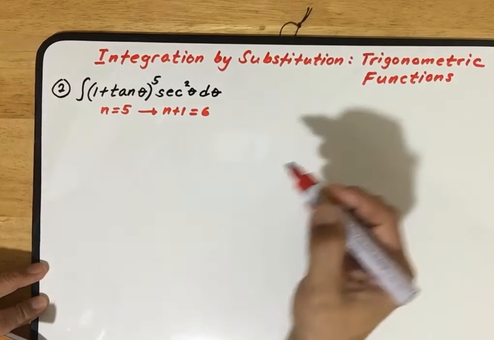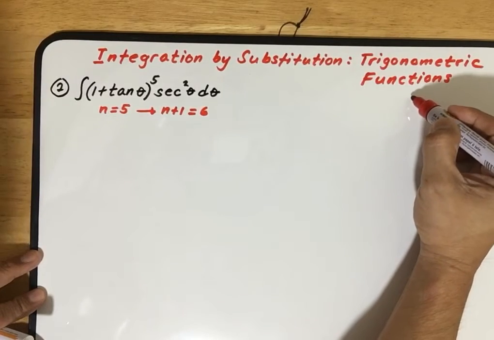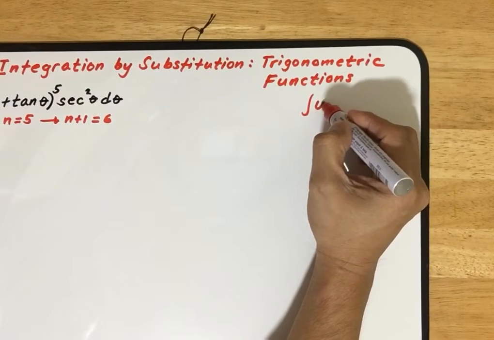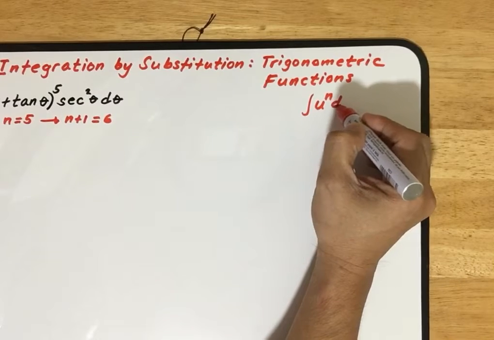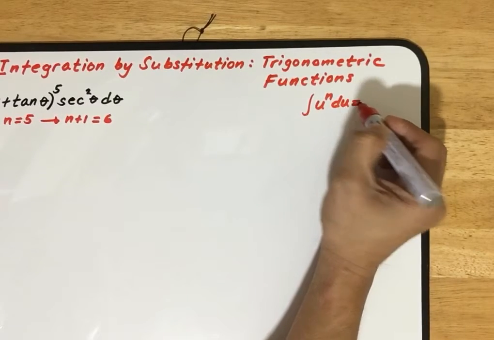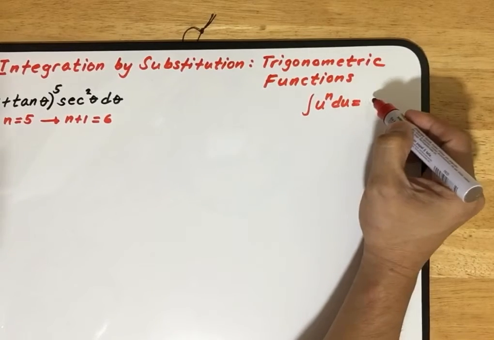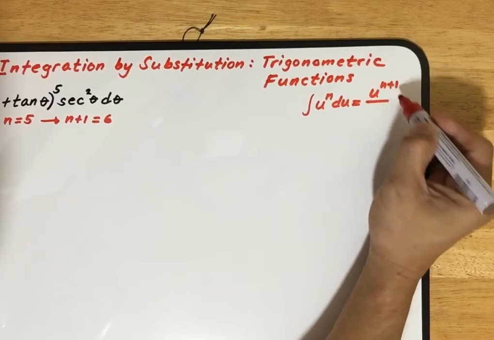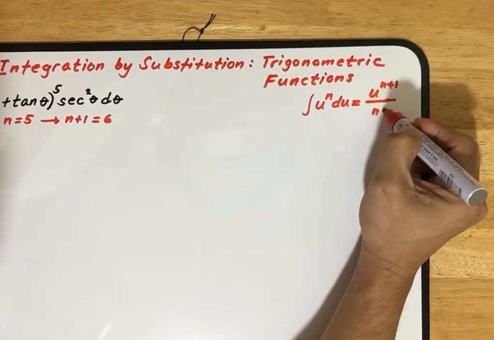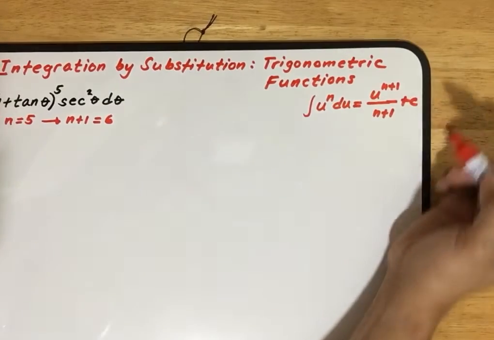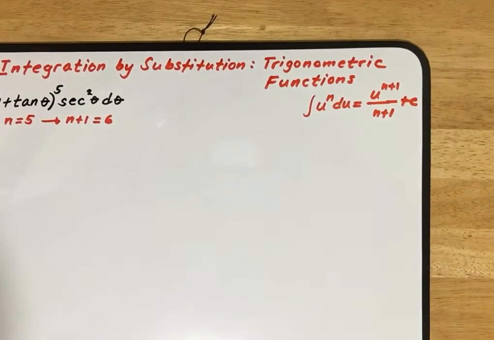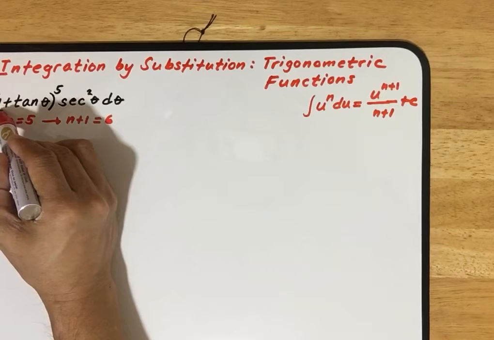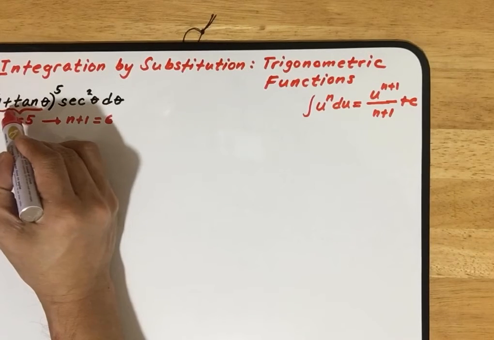Okay, so as mentioned last time, we have to use the formula, the integral of u to the n du. Once we have derived this, we have to use the equivalent, u to the n plus 1 divided by n plus 1 plus c. So from here, we can let this part here be our u.